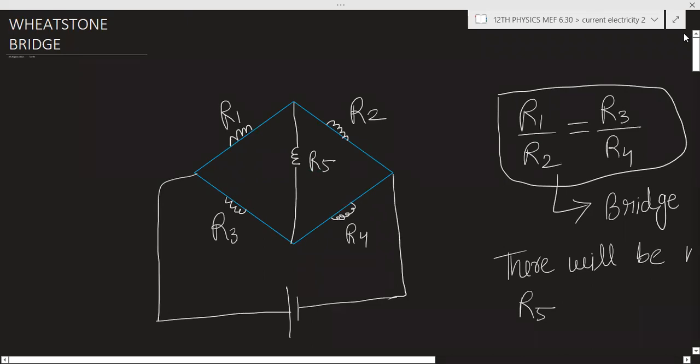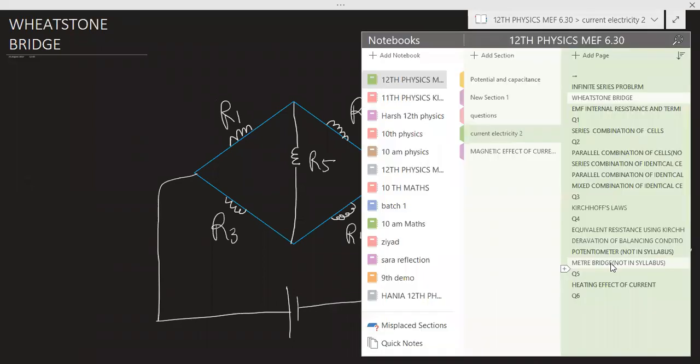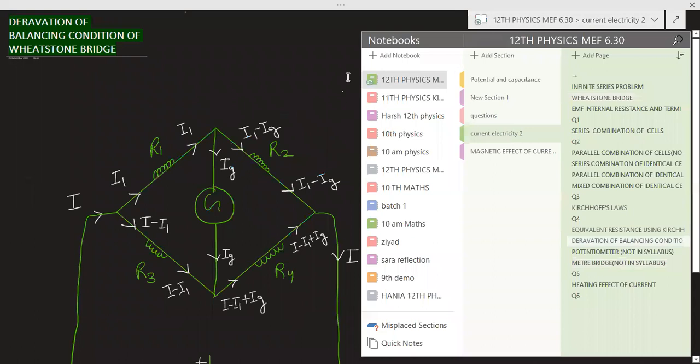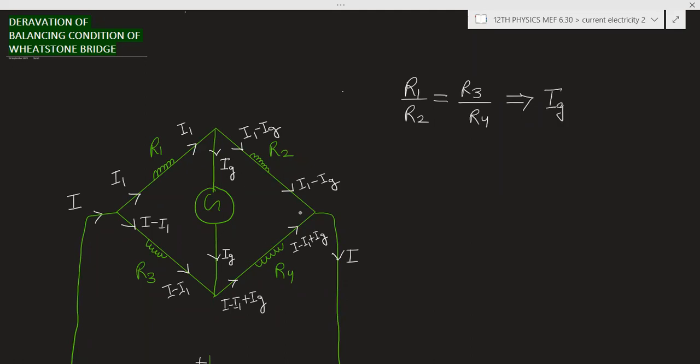This is just the topic of Wheatstone bridge. But now I am discussing the derivation of balancing condition of Wheatstone bridge. What was the balancing condition? If R1 by R2 is equal to R3 by R4, then it means that there is no current through this resistor, means IG will become zero.